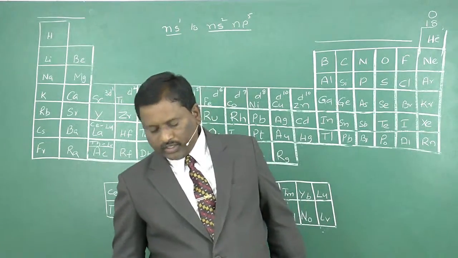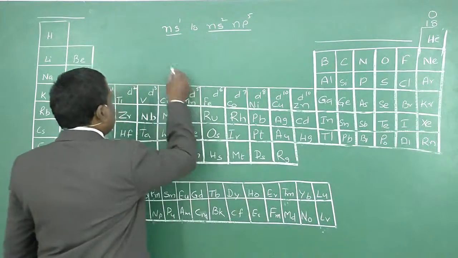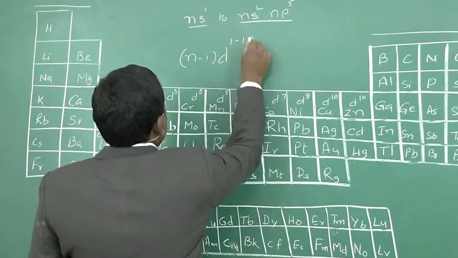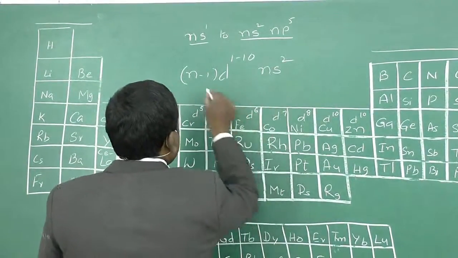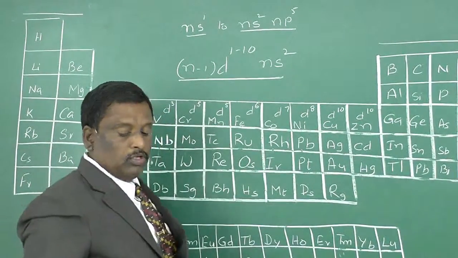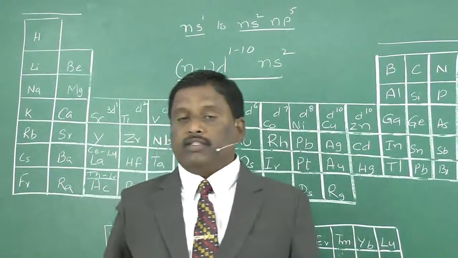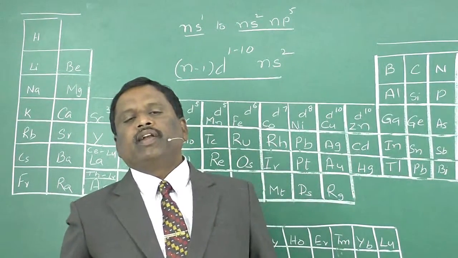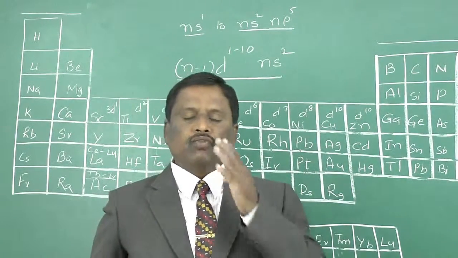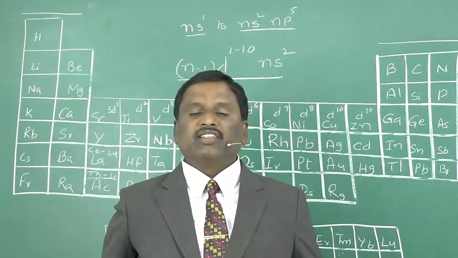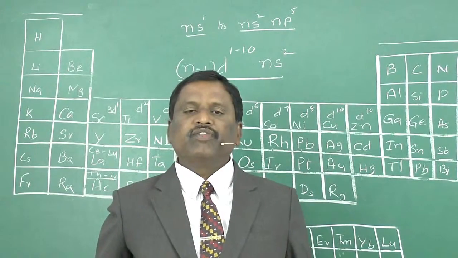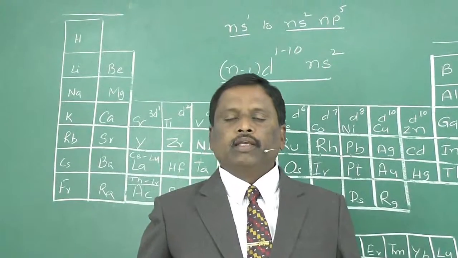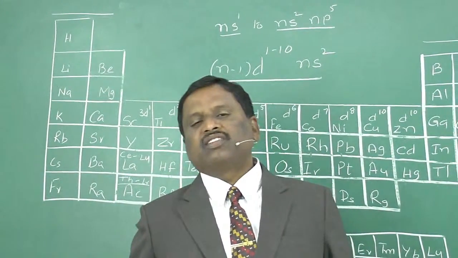The general electronic configuration of these elements is (n-1)d1 to 10, ns2. These elements show variable oxidation states by losing ns electrons as well as (n-1)d electrons. They exhibit different types of oxidation states and form stable compounds with different oxidation states. These are the important characteristic properties of these transitional elements.